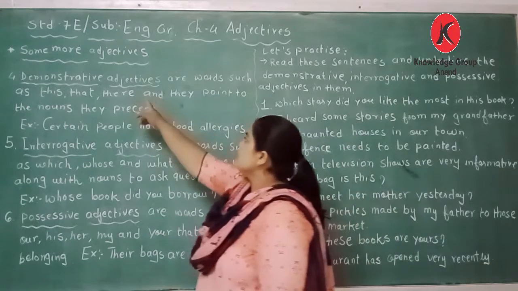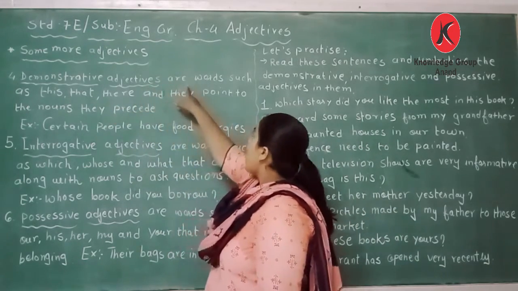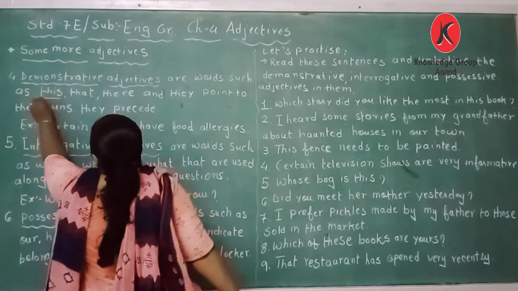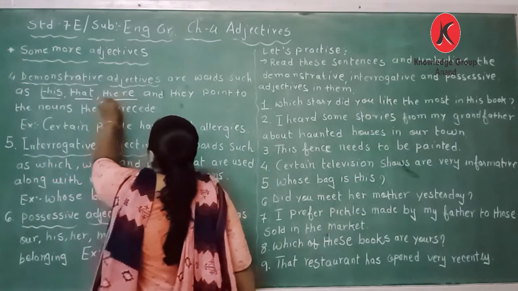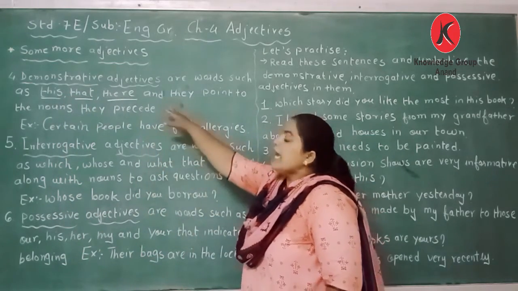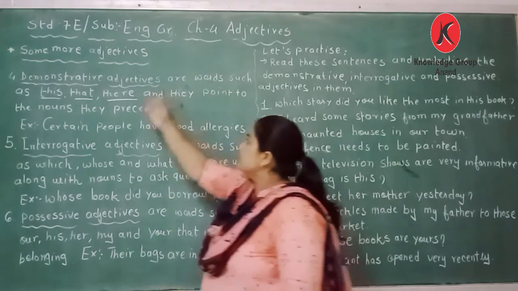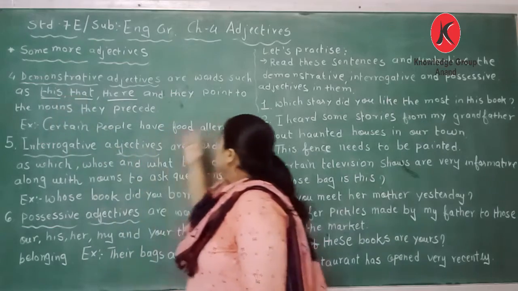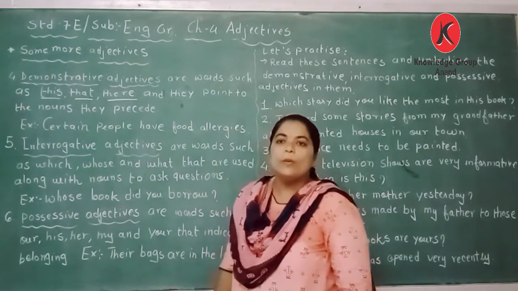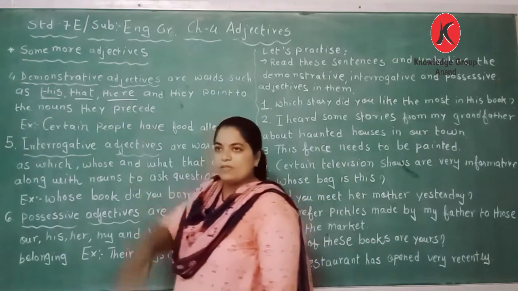Okay, so demonstrative adjectives. Demonstrative adjectives are words such as this, that, these, those, and they point out. Who point out? They. These words point to the nouns they precede. Okay? They point to the nouns they precede.